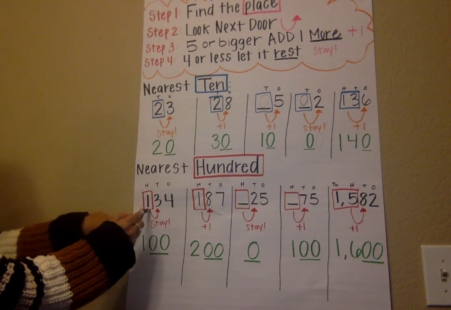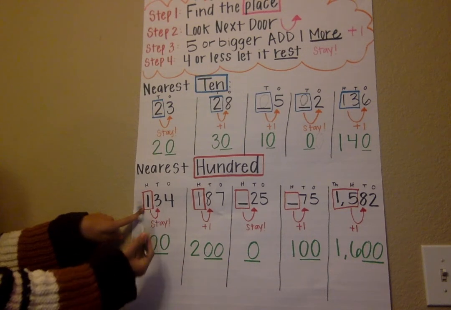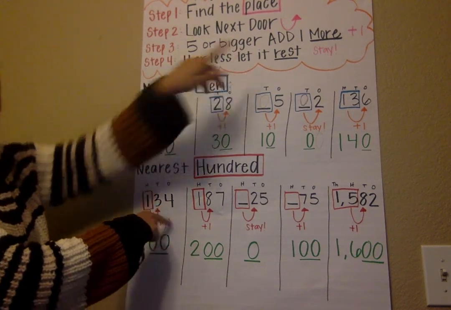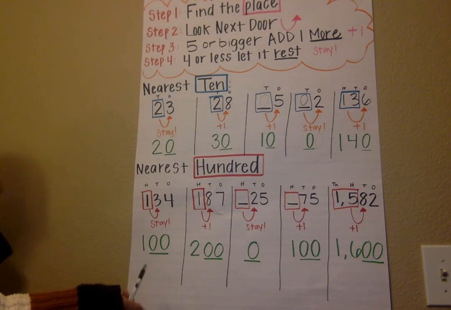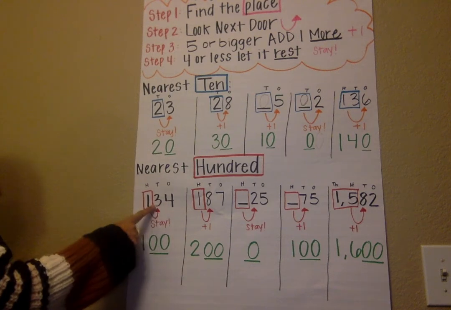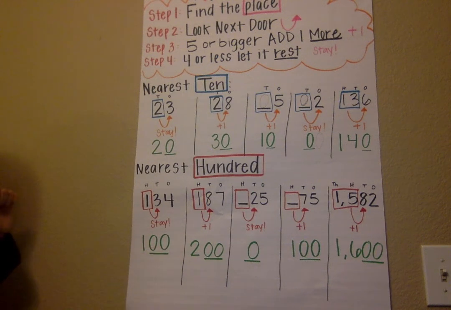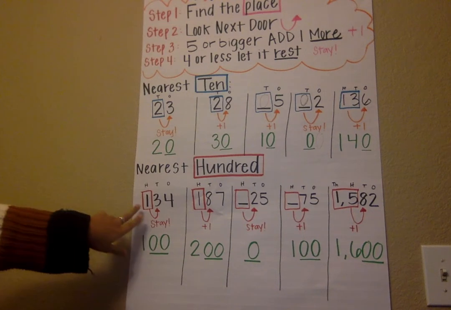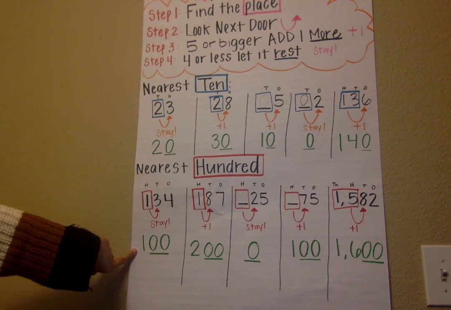You draw an arrow to your neighbor right next door, so not to 3 and 4, but just to 3. So when I do that, 3 is 4 or less, so I let it rest. When I let it rest, I write the word stay. So the number 1 stays and I bring that down. There are 2 numbers now that are not boxed, so I bring 2 zeros down as that placeholder. So now the number becomes 100, so 134 rounds to 100 in the nearest hundreds place.